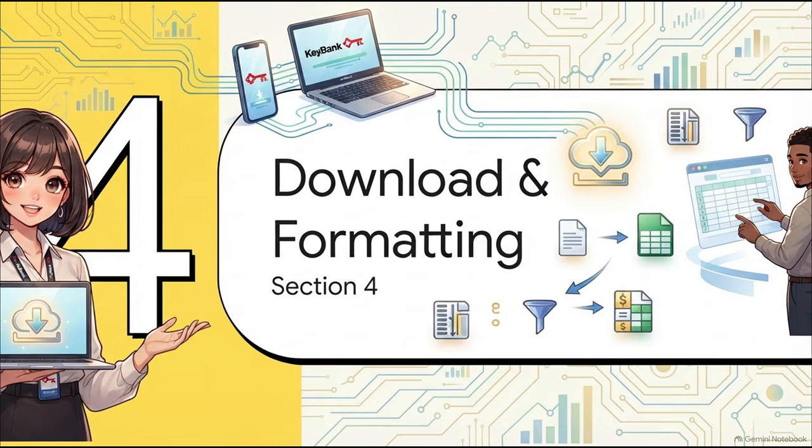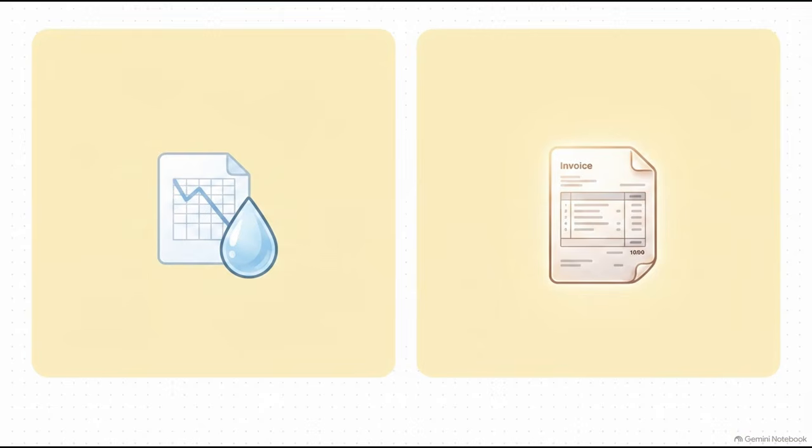Section 4. Downloading and formatting statements. Now that we've found them, how do we get them off the site and into a useful format? When it comes to actually downloading the data, you basically have two paths, but they are absolutely not created equal. The direct CSV export sounds great on paper, but it's heavily limited. KeyBank only lets you export 90 days of history this way. Plus, it often drops vital memo fields and totally lacks a running balance.